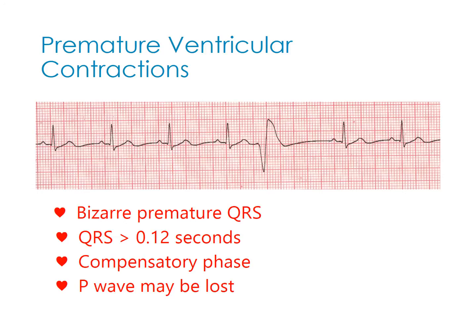And a P wave may be lost. And in that one, yeah, we don't see a P wave before that PVC. Then it looks like there's a pause, and then you start again with your P, QRST complexes. So again, that is an example of a premature ventricular contraction. This would be a unifocal PVC because it's just one that we're looking at on this strip.